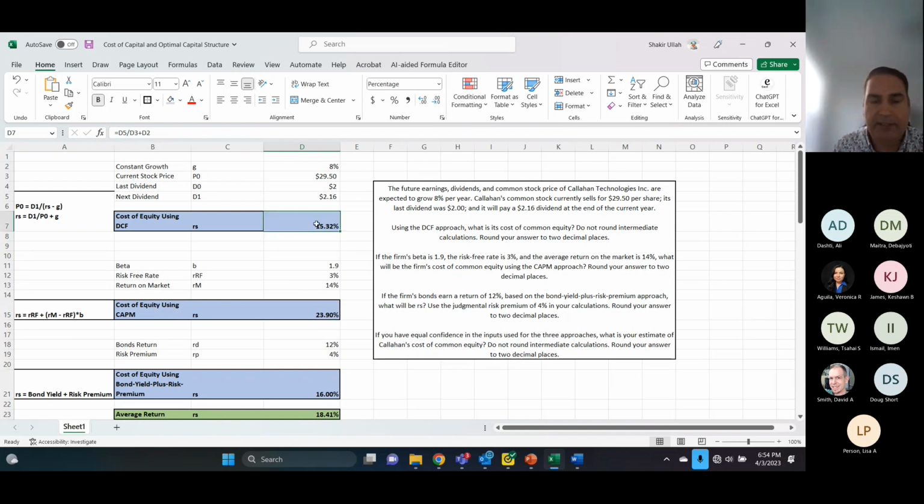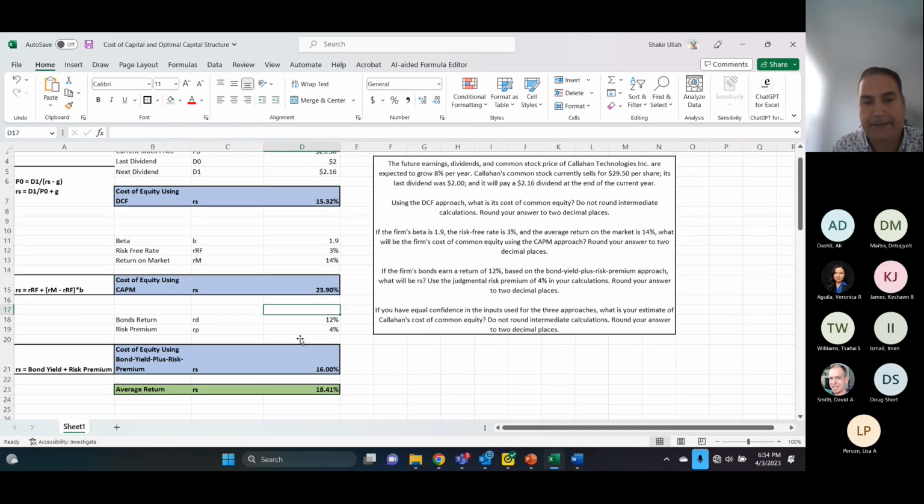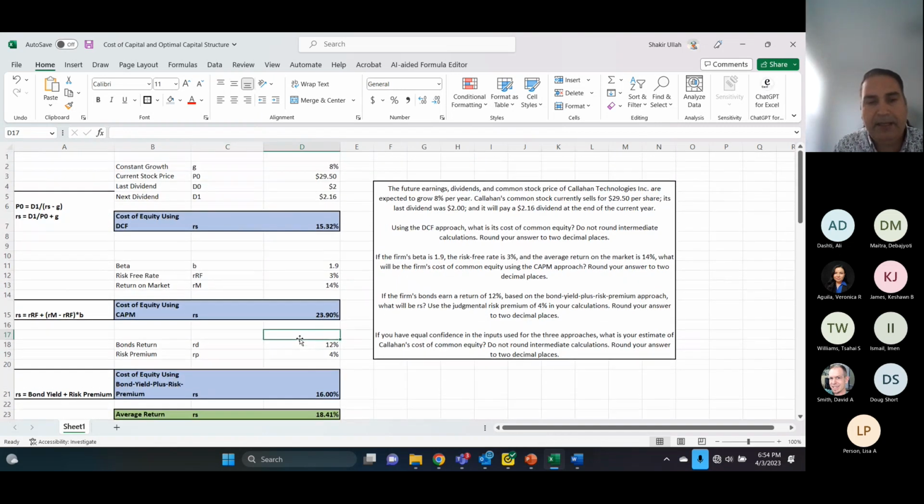The other formula, the dividend discount model, gives us 15.32%. So when we use these different formulas, we get different answers. Which one is the best depends on which one you have the most accurate information available for.